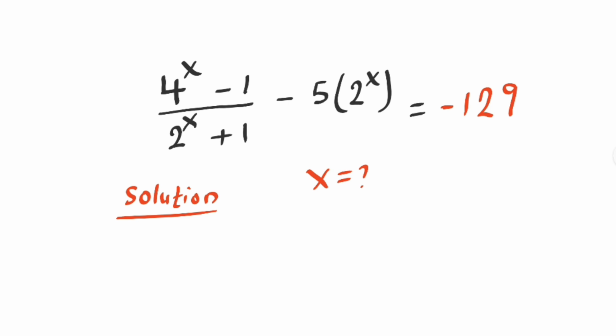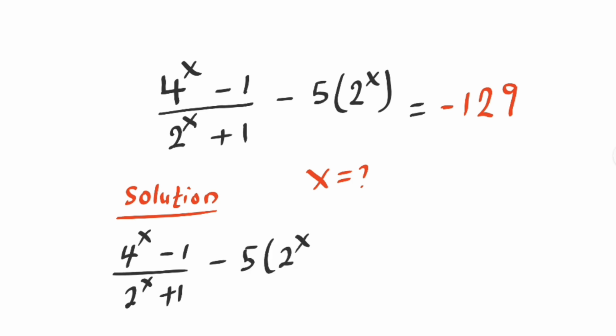We have the given equation. This is 4 raised to power x minus 1 over 2 raised to power x plus 1, minus 5 bracket 2 raised to power x is equal to minus 129.